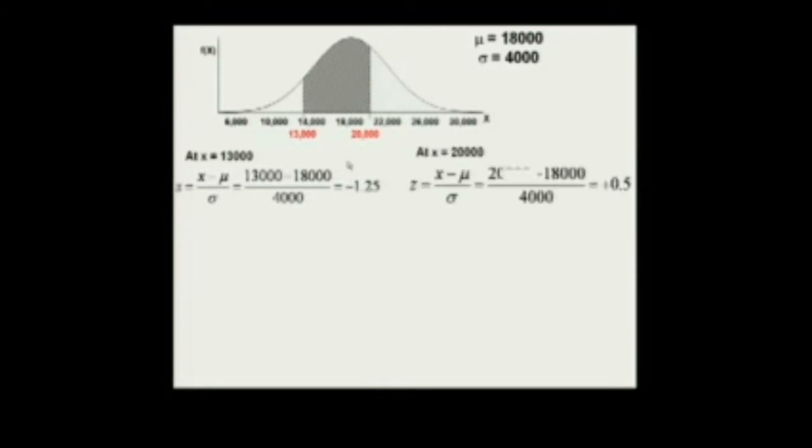At x equal 20,000, we have a positive value of z because it's 20,000 minus the mean value of 18,000 divided by the standard deviation, and that gives us the z value. And now that we have the two z values, we can sketch the standard normal distribution, and now we have a problem that we dealt with before many times. We have the minus 1.25 to the left side of the curve, and we have the plus 0.5 to the right side of the curve, and we need the shaded area here. And how do we do that?